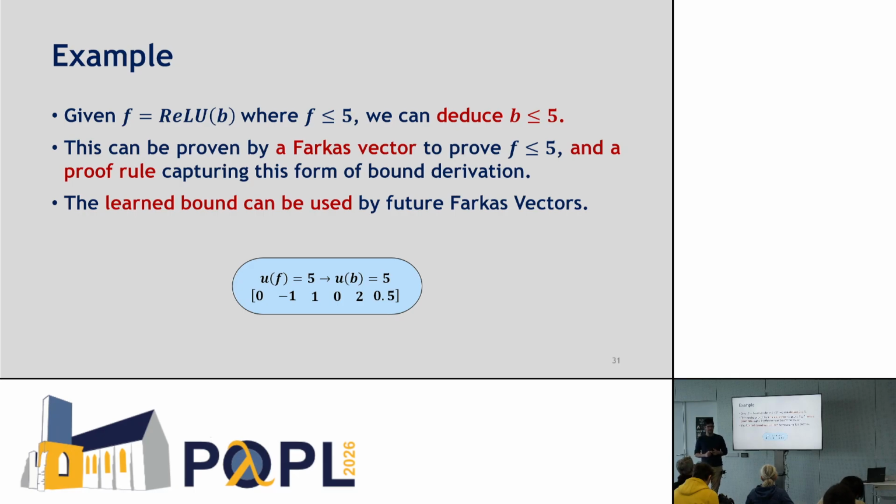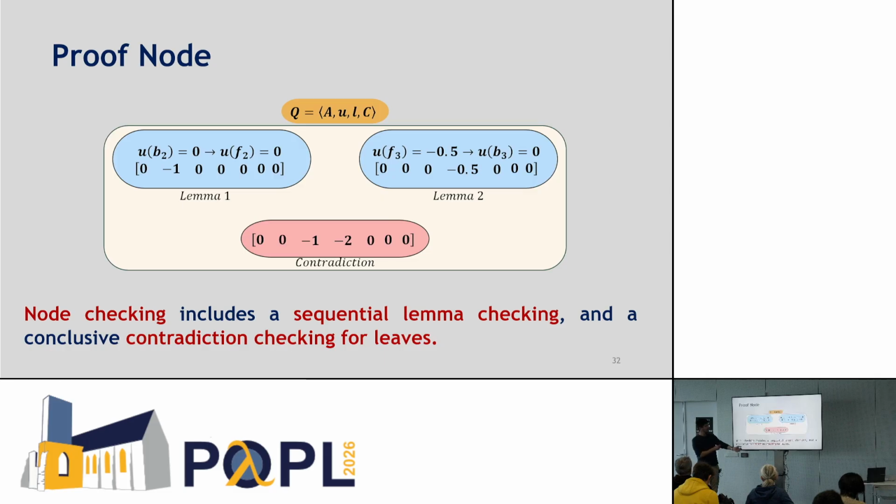After we cover the lemmas and the proofs of a contradiction, we can have a look at what a proof leaf looks like. It will have a sequence of lemmas learned one after another. In order to check it, we need to check that indeed this vector yields a result that allows us to derive this bound, and that the proof rule indeed corresponds to a proof rule of a ReLU bound derivation. We do this sequentially for all the lemmas, and then we're ready to verify the contradiction. So this is how we check the proof node.